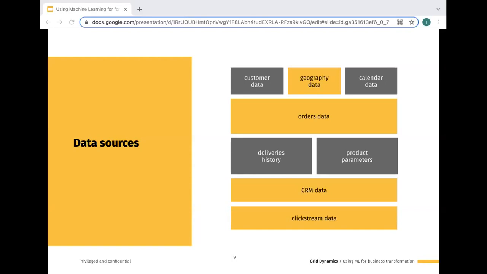And our big source of data was about orders, about deliveries, and about product parameters. And these three big data sources give us some embedding for different types of clients and their actions with their subscription. Also, we have CRM data about which promotion was sent in what channels to the clients, and clickstream data about how customers interact with the app and website of the company.